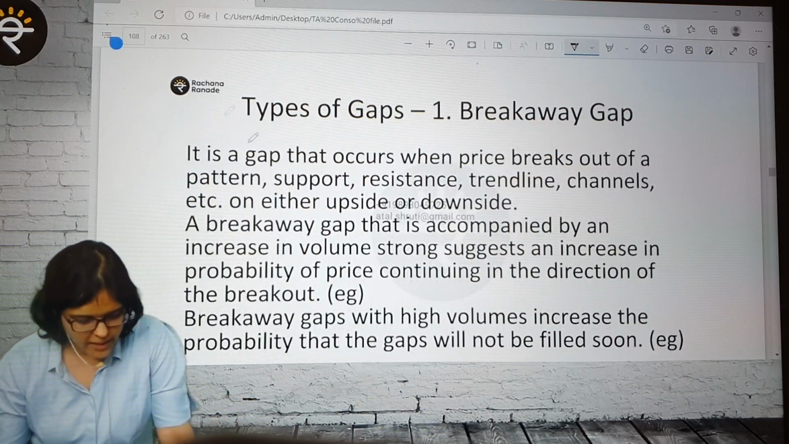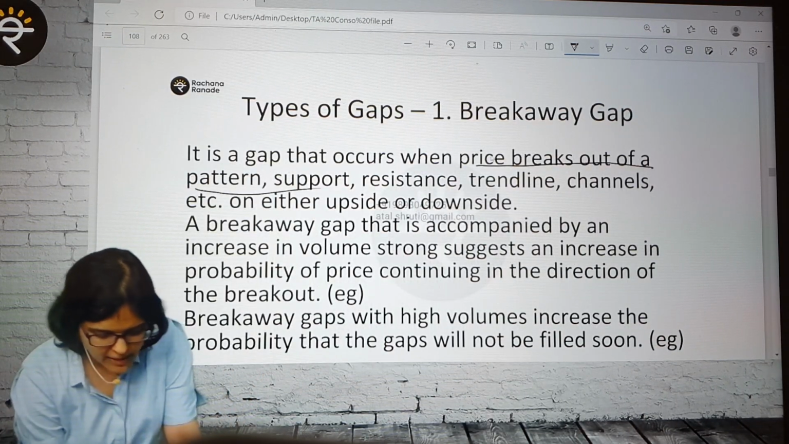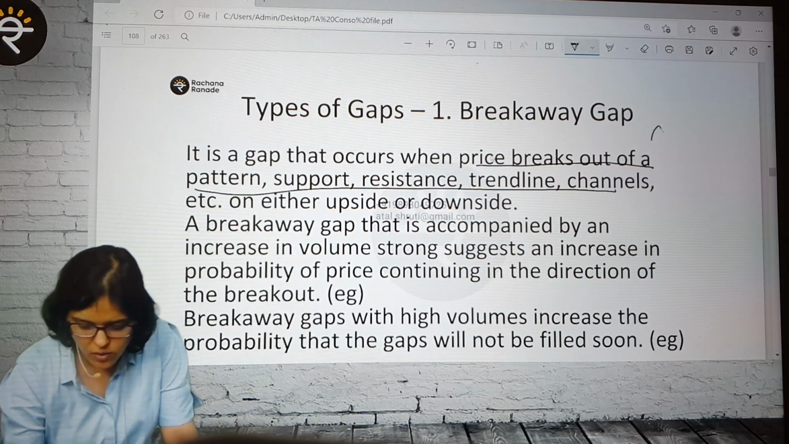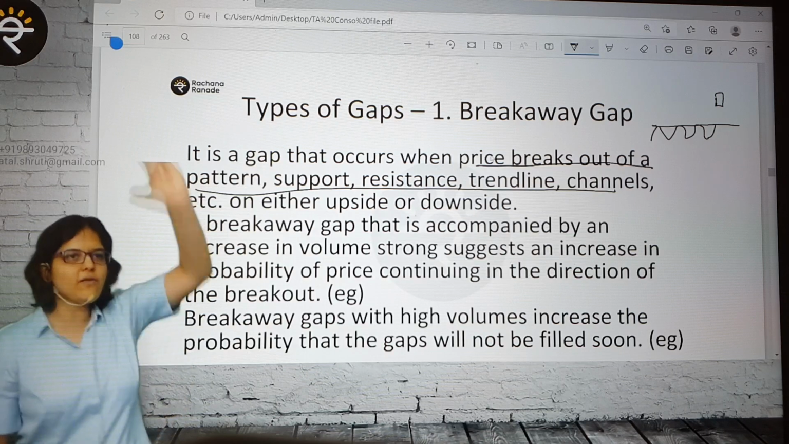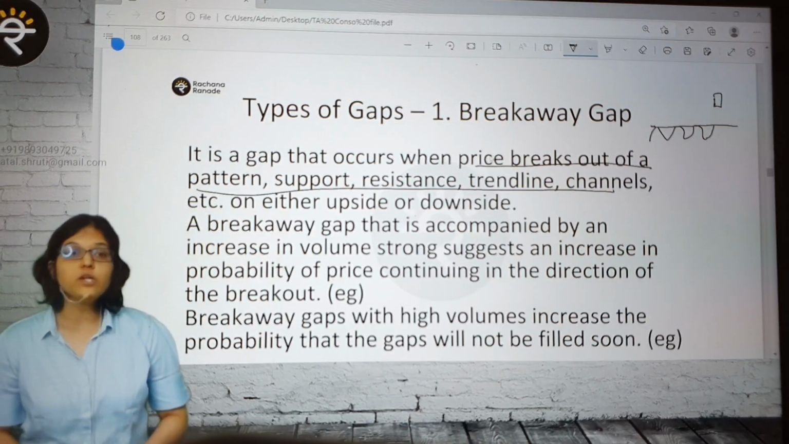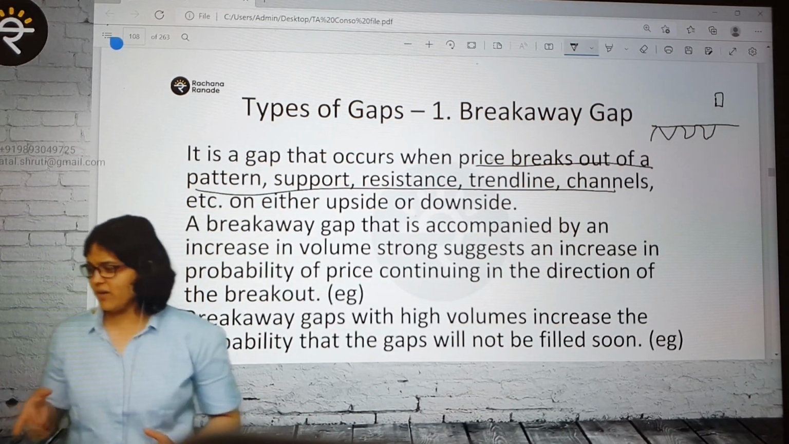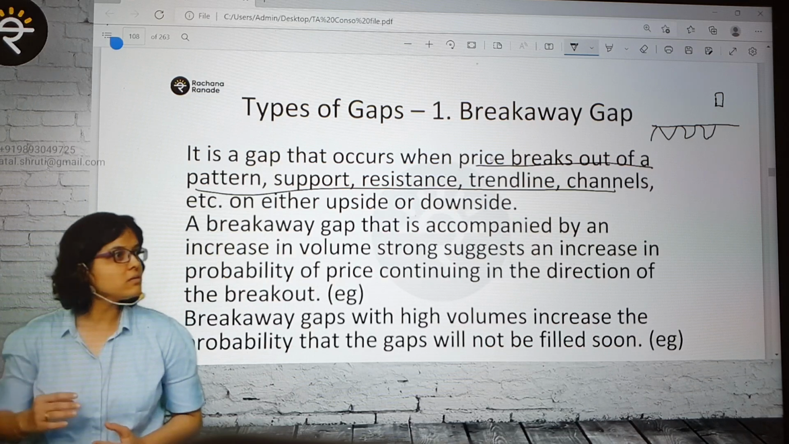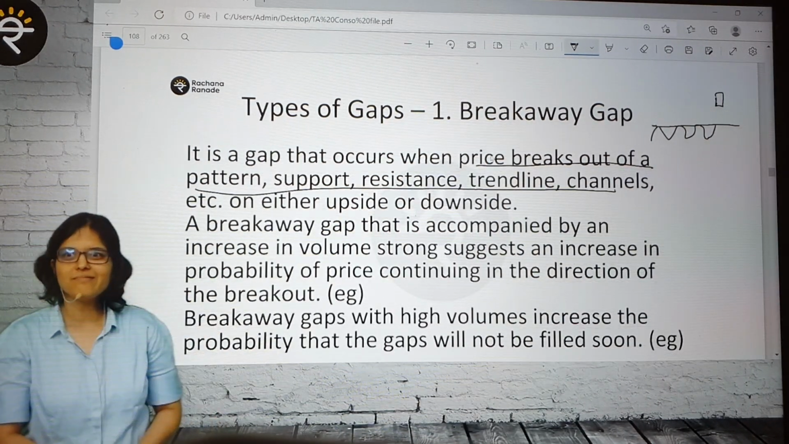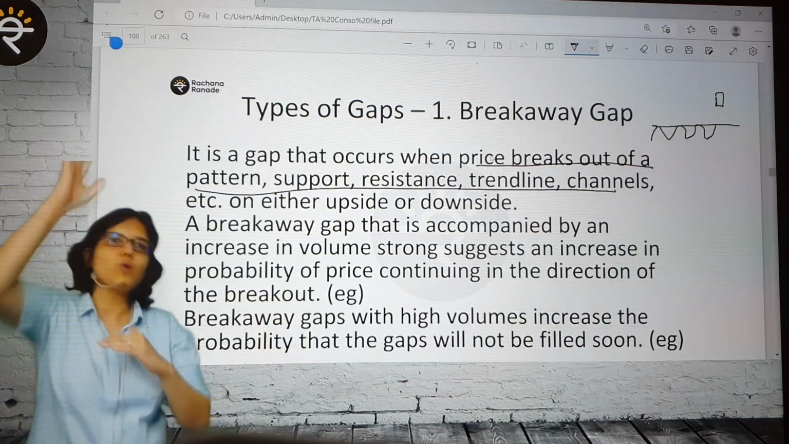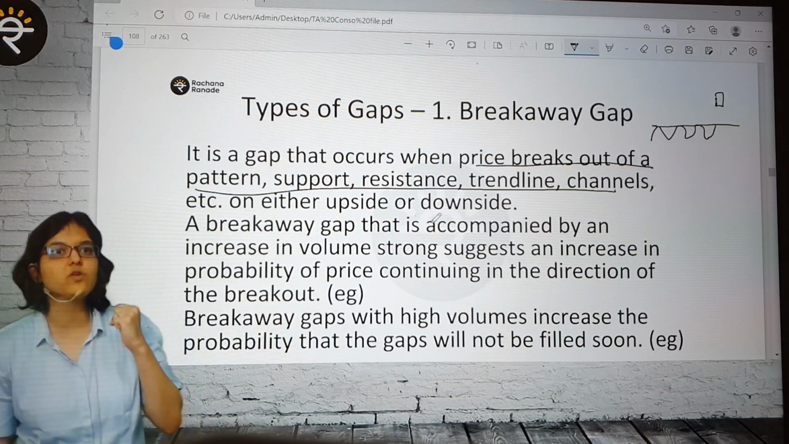Okay. So what is a breakaway gap? It is a gap that occurs when price breaks out of a pattern or a support or a resistance or a trend line or a channel, whatever. So if you remember, I told you 1, 2, 3 resistance, and this is called a breakaway gap. Is it breaking the resistance? Yes. And it is saying, I'm not even defending the resistance. I'm going directly above it. So it is as good as one run is needed and directly a 6. Breakaway. Directly going beyond what was required. So this is a solid gap. That's called a breakaway gap.